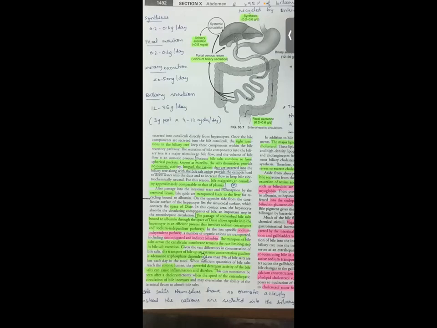So that's what they have told there. When the speed of enterohepatic circulation of the bile increases, it may overwhelm the ability of the terminal ileum to absorb bile salts.